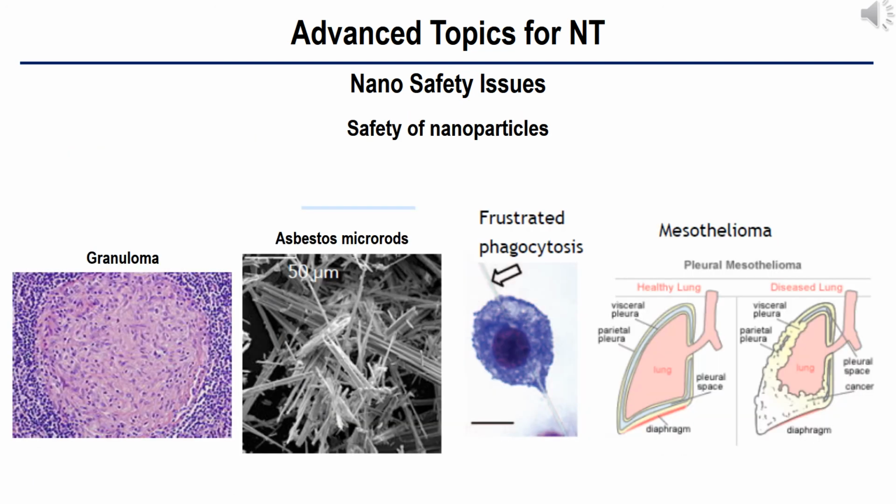Human immune cells or macrophages are organized when they cannot get rid of a substance such as tuberculosis, leprosy bacteria, and asbestos. This is called granuloma. Abnormal granuloma can induce frustrated phagocytosis, and even cancer of the mesothelium, which is a protective sac that covers most of the body's internal organs.